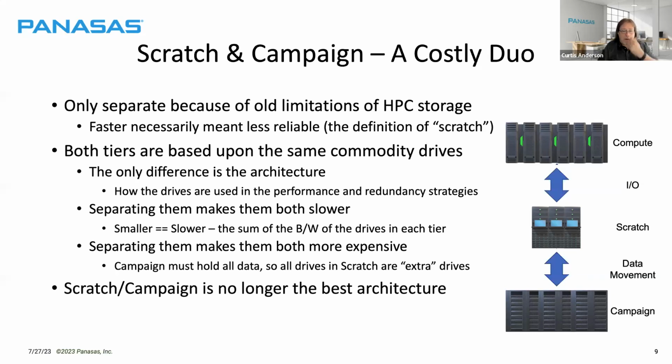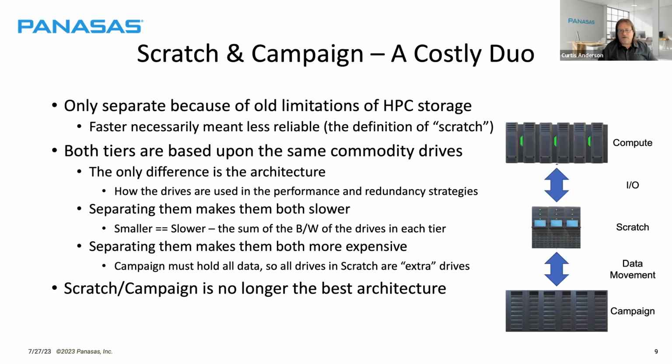And the separation brought advantages in the past, but it also brings disadvantages. If your working set size is 20% of your Campaign storage size, then you're paying 20% more hardware at least, probably more because there's a premium for Scratch. Moving data back and forth applies load to Scratch that could be used by the compute. It also applies load to Campaign. And so the movement back and forth is costly. You have to over provision for each of them.